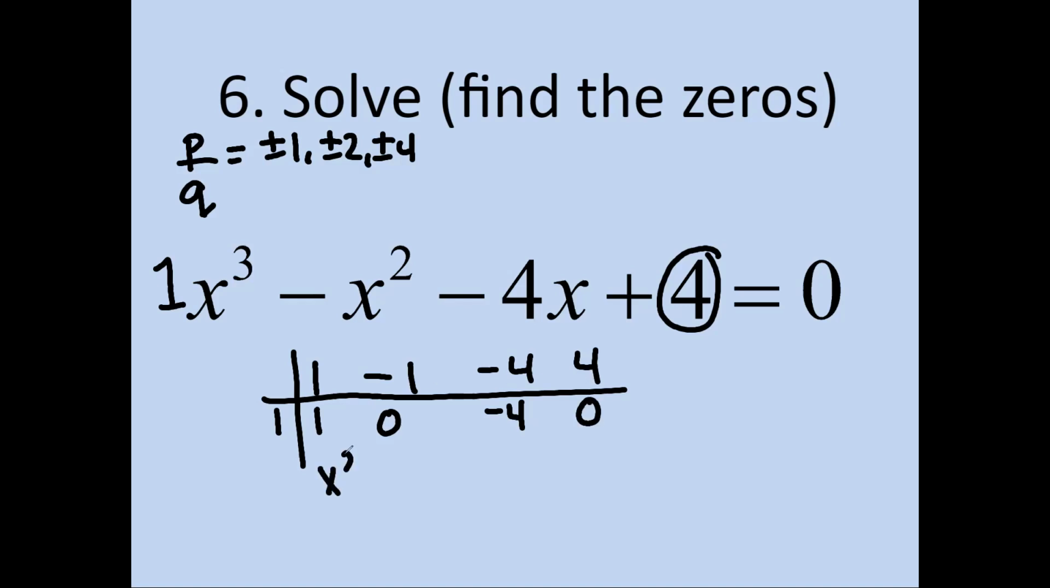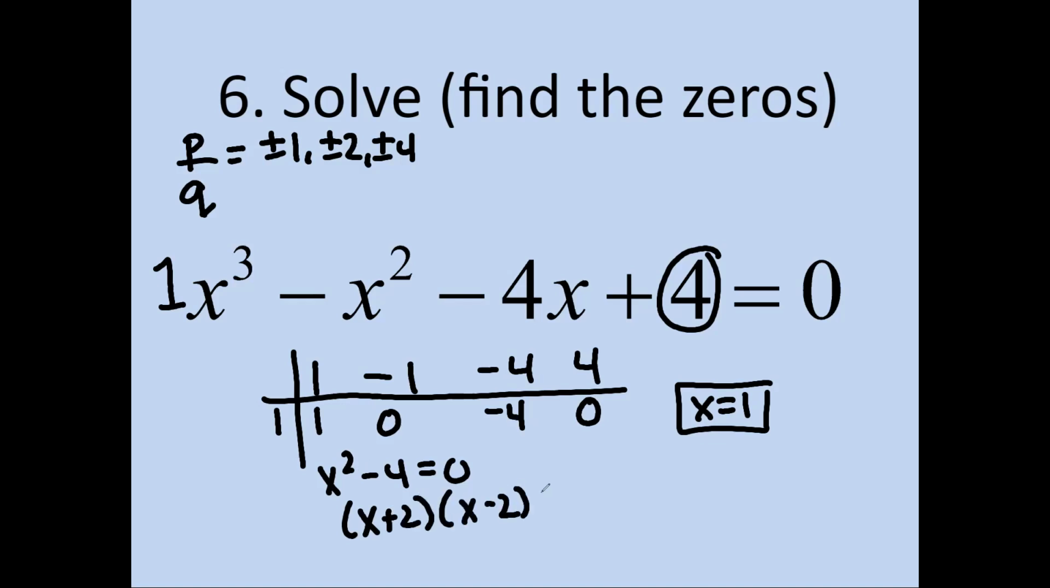So now I'm left with x squared minus 4. And let me just write x equal 1 is one of my answers. This is going to be an x plus 2, x minus 2, difference of 2 squares. And I'm going to get a -2 and a positive 2, along with the x equal 1.